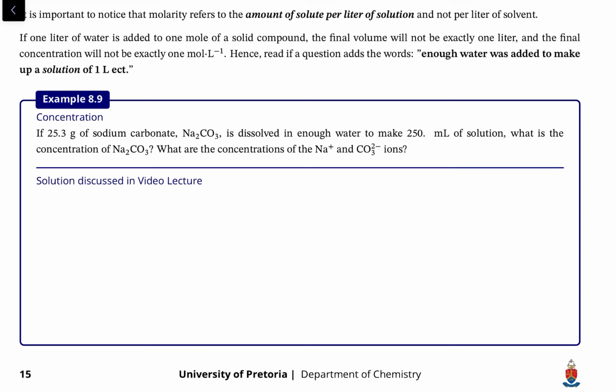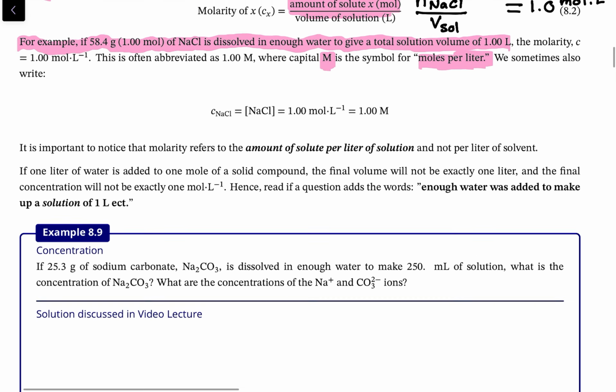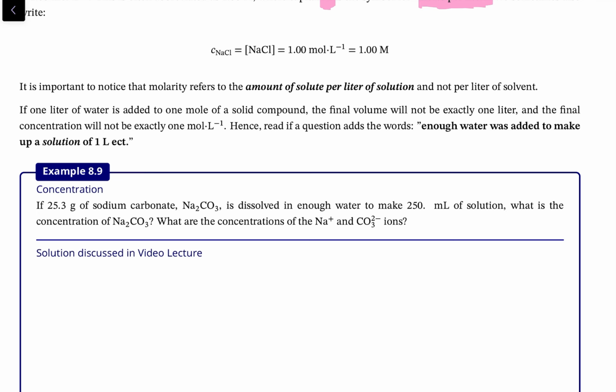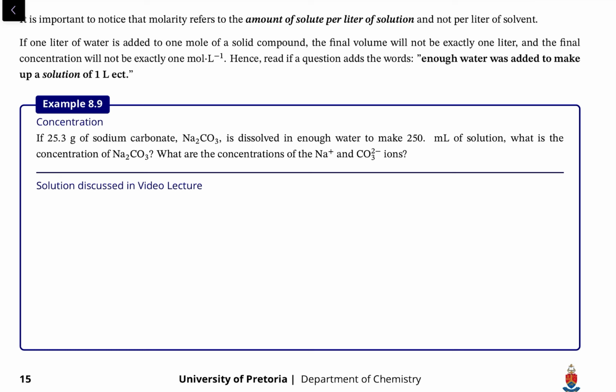So the question is, what do we know? We know the mass of the solute. If we want to get the concentration, meaning the molarity, we need the amount of the solute and the volume of the solution. We're told the volume: enough water to make a 250 milliliter solution. So we need the number of moles of the solute, sodium carbonate. We're given the mass, so we can use the molar mass to find that. Our first step is to determine the number of moles of sodium carbonate.